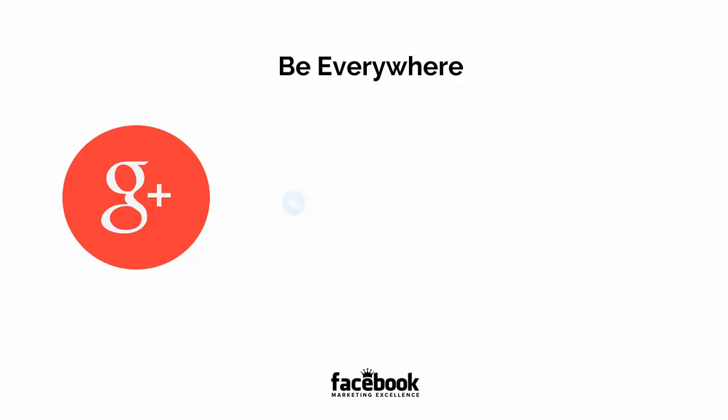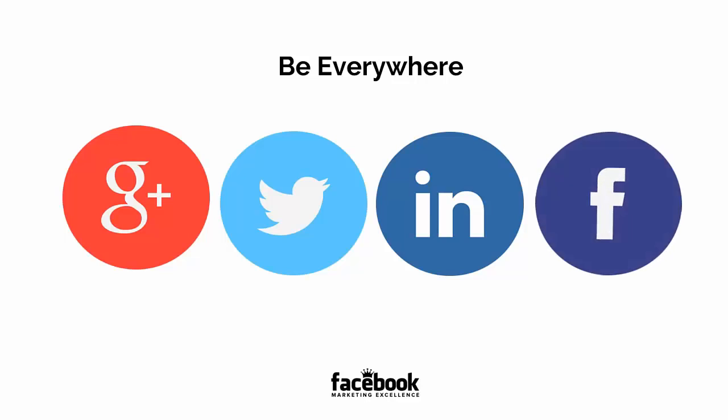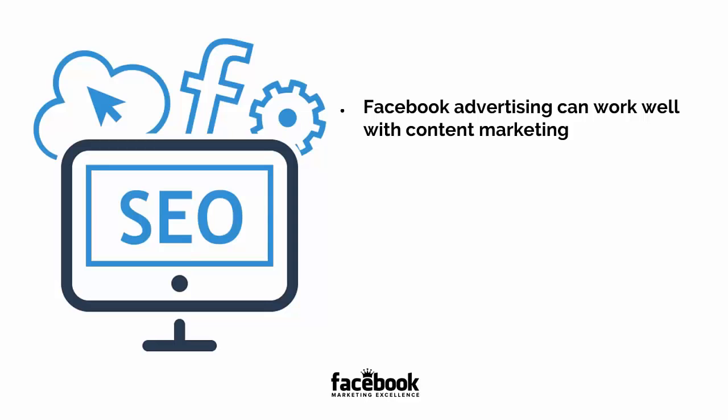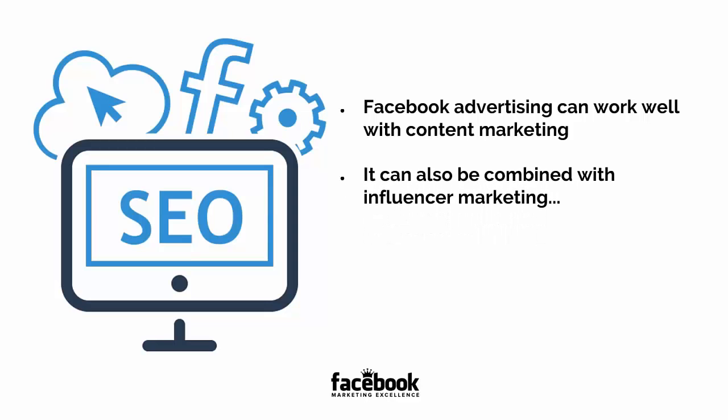As mentioned early on in this series, it's important to think of your Facebook marketing in the broader context of your overall campaign and goals. We've already seen how it can work well with content marketing, but at the same time, it can also be combined with influencer marketing, with SEO, and with Google AdWords. We've seen that AdWords and Facebook ads are quite different, so why not use them to target different sections of your audience? What's more, you should also work on other social media channels like Twitter, LinkedIn, and Google+.